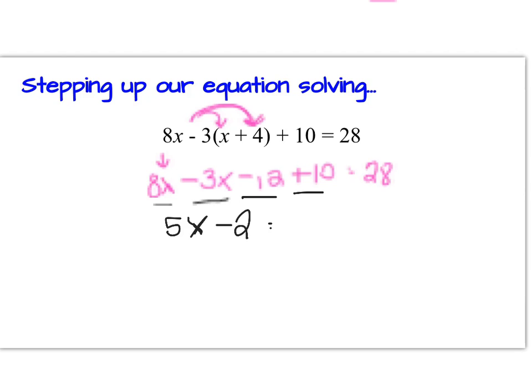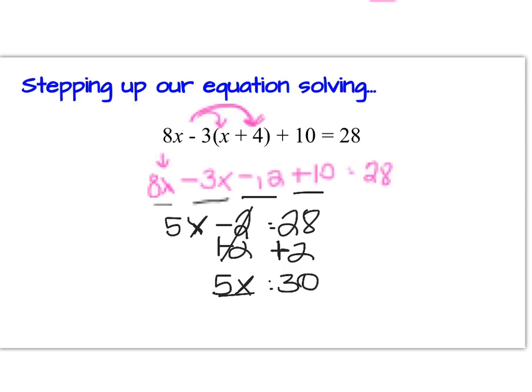Different signs, so we subtract. Again, that all equals 28. I need to just add 2 to both sides. I get 5x equals 30. Divide both sides by 5, and I get x equals 6. So solving is no different, except we have more steps in the beginning.